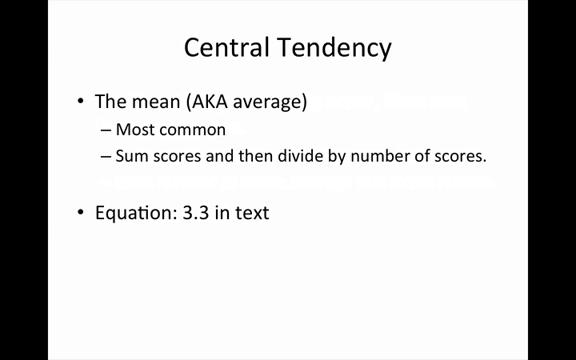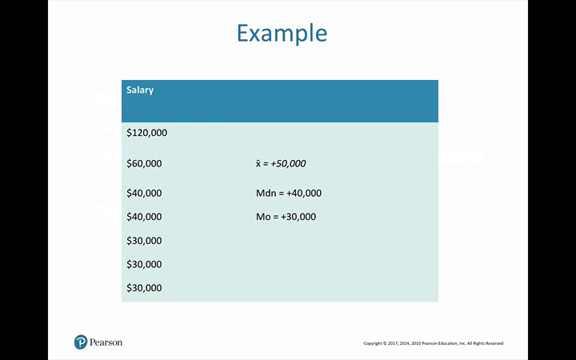This refers to the mean. It's the most common measure of center that's used, and in general, it's the most useful. In order to arrive at the mean, you sum up the scores and divide by the number of scores. And this equation is in section 3.3 of your text, and so you're encouraged to look at that documentation.